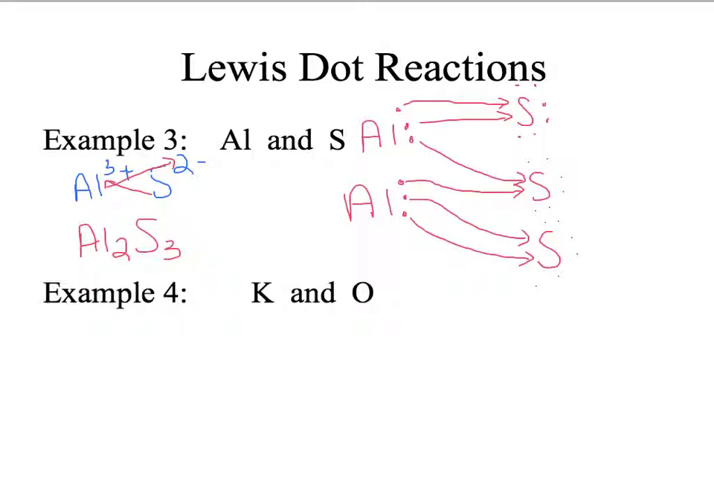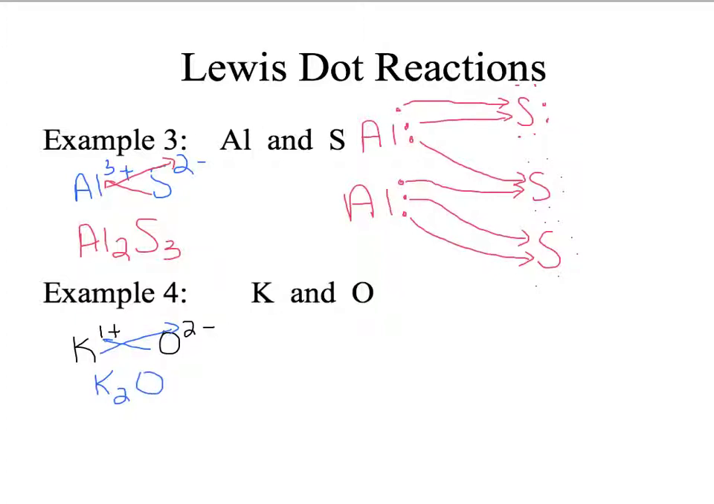The last example, I have potassium, which is in group 1, so 1+ charge. Oxygen is in group 16. It carries a 2- charge. So the formula for these would be K has 2 atoms, O has 1, so it's K2O.